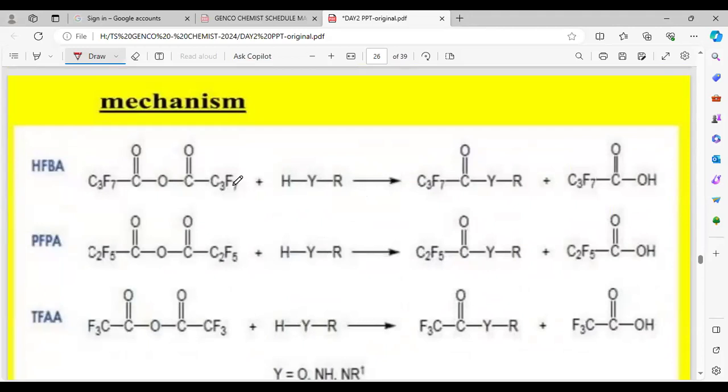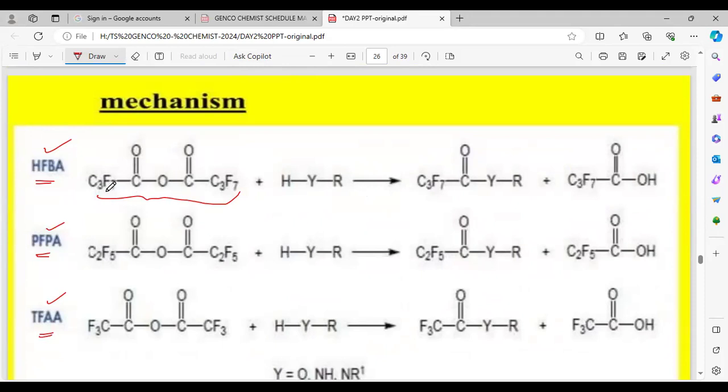This is HFBA. You can decipher it. Try to answer in the chat box. By looking at this, you can guess. HFBA stands for... TFPA, TFA. This you try on your own.